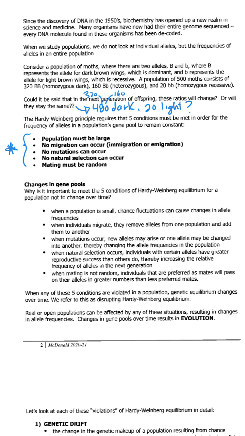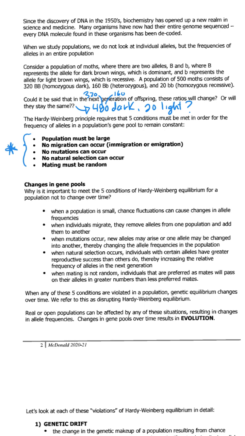The other thing is no mutations can occur. That's really something we don't have control over, but we're going to assume that no mutations have occurred, and no natural selection. So nothing that provides a survival advantage to one particular set of moths. And that's described in the next set of points here.